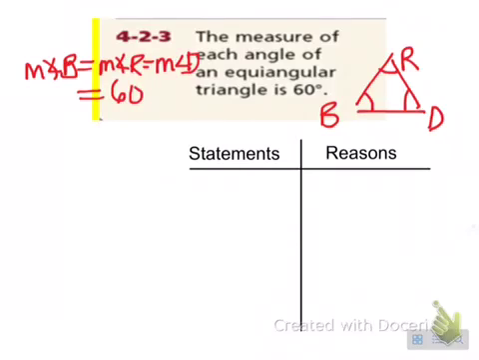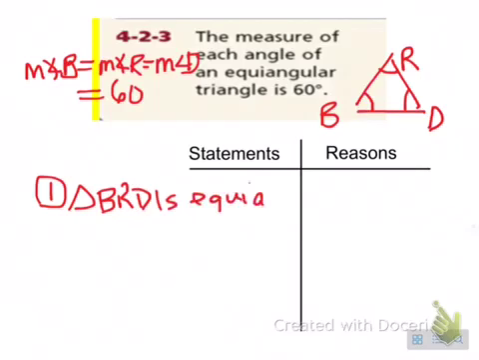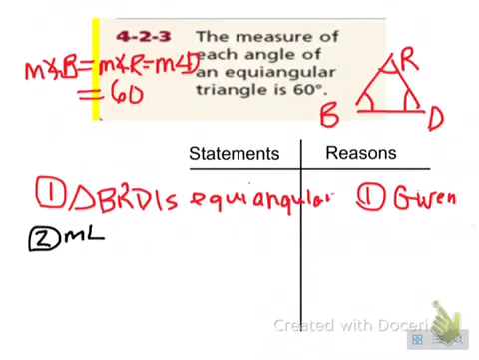So the first statement is going to be: triangle BRD is equiangular. And that's going to be a given statement. All right, so if triangle BRD is equiangular, then we know that the measure of angle B is equal to the measure of angle D, is equal to the measure of angle R, because that's the definition of equiangular.